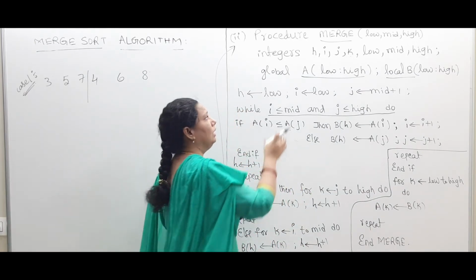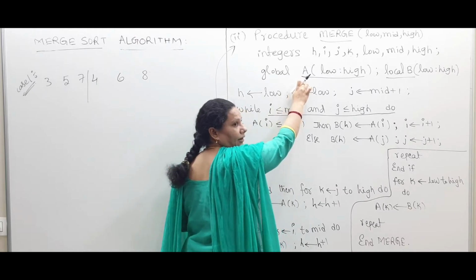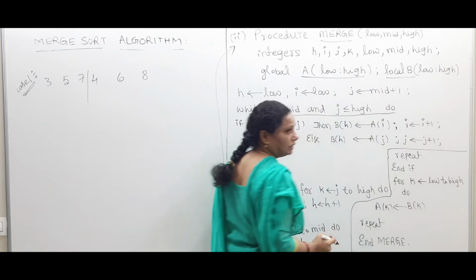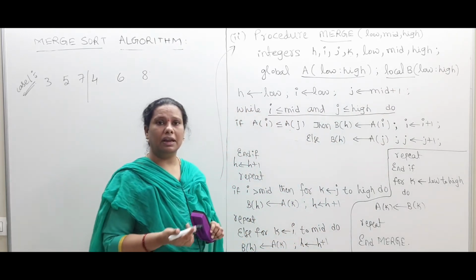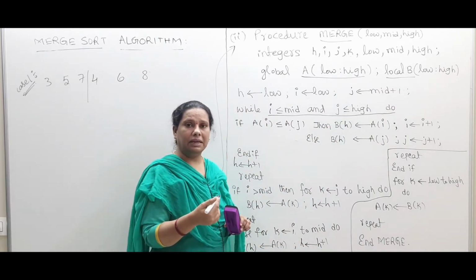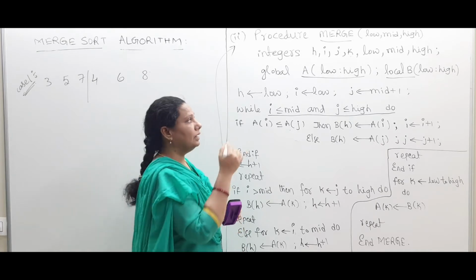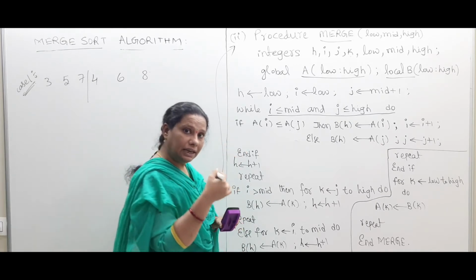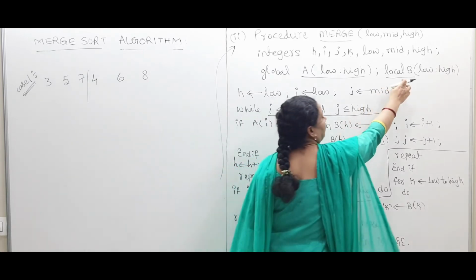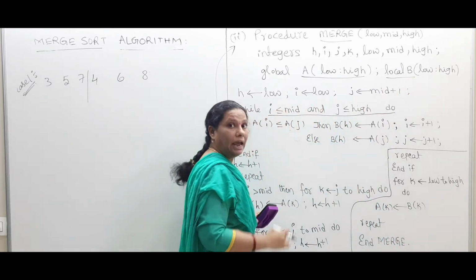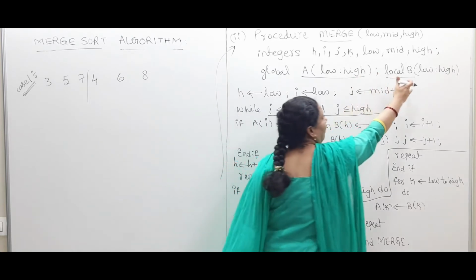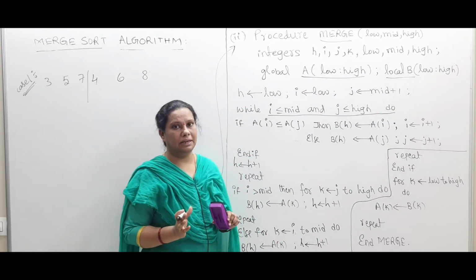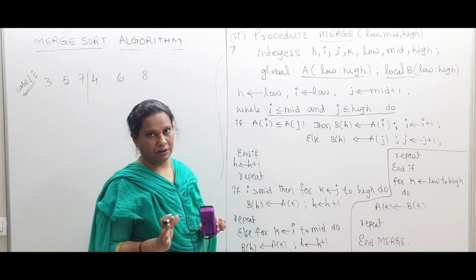This is the actual array where we are taking the number of elements. This is a local array B I am taking. When I am doing sorting, I am taking help of a temporary array. The sorted elements for the time being I am placing in B, and finally I will transfer all the elements from B to A. Just for temporary purpose I am taking B, that's why I declared it as a local variable.